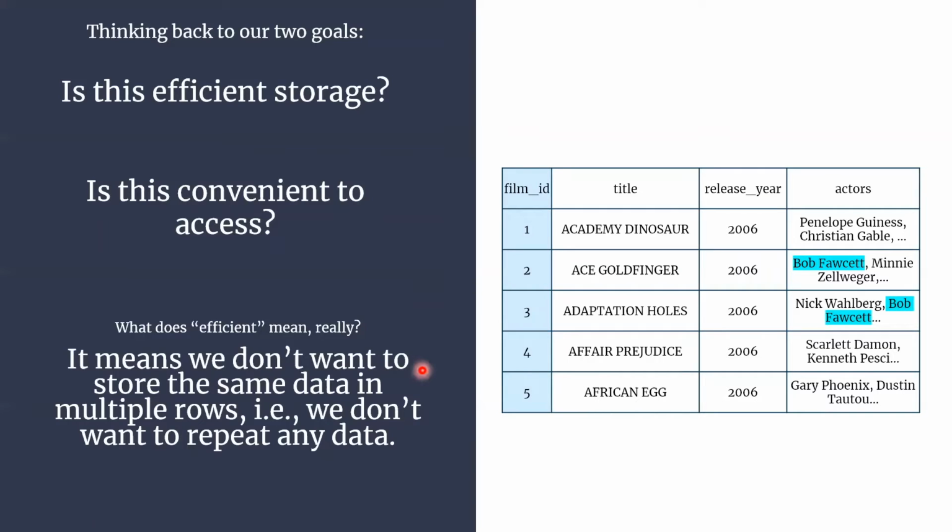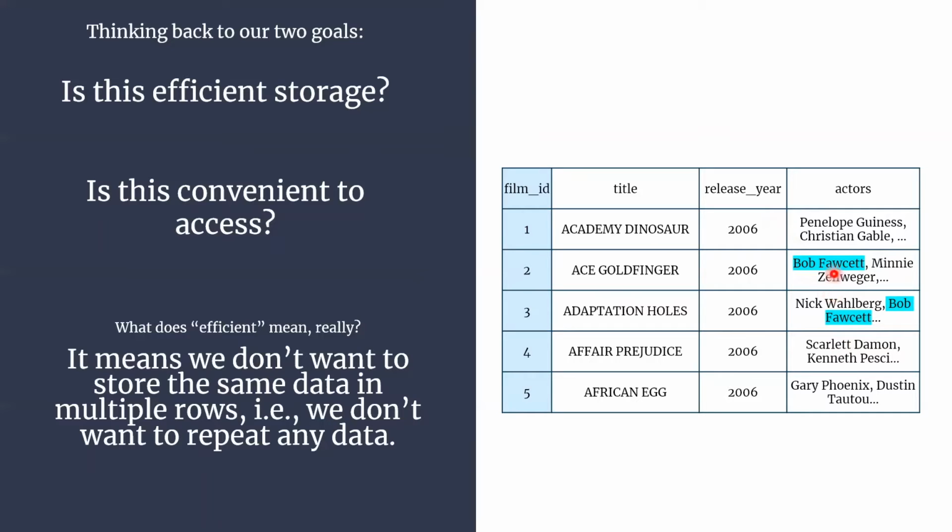Or in other words, we don't want to repeat any of the data. So that's what efficient means for us. So again, going back to our question, is this efficient storage? The answer is no, because you can see that I've already highlighted it here. There's an actor that we're storing multiple times. This actor, Bob Fawcett, is appearing multiple times within this table.